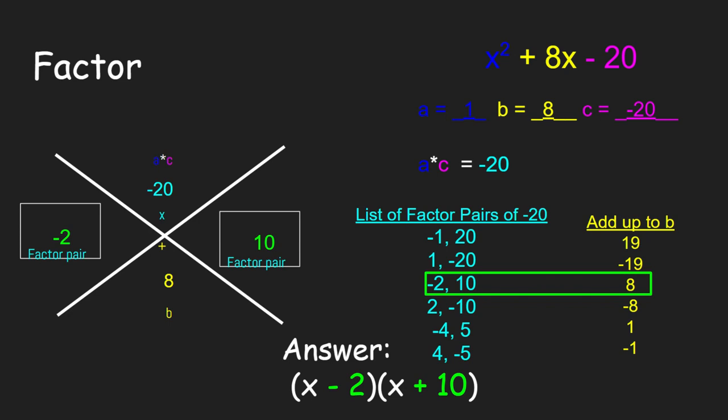Again, the order doesn't matter as long as the correct sign is with your factor. As long as we have x minus 2 times x plus 10, or you could write x plus 10 times x minus 2. I hope you find this video helpful and enjoy doing your practice problems on Delta Math.